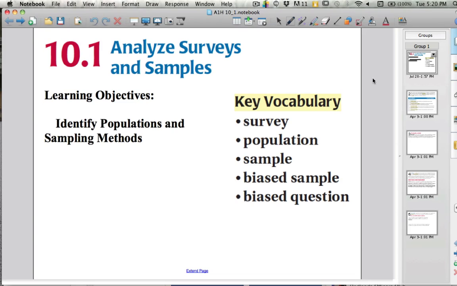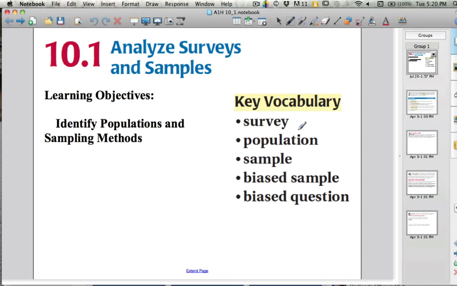In section 10, we're going to begin working on some rudimentary ideas in statistics. And in 10.1, we're working on analyzing surveys and samples. We want to look at how to identify populations and sampling methods. And our key vocabulary here is survey, population, sample, biased sample, and biased question.